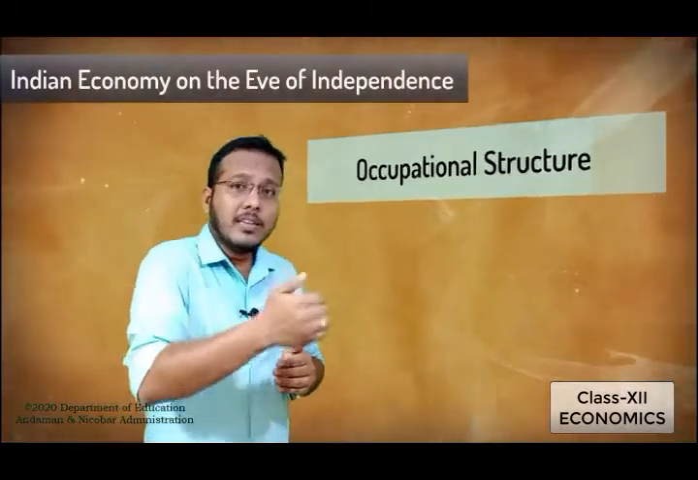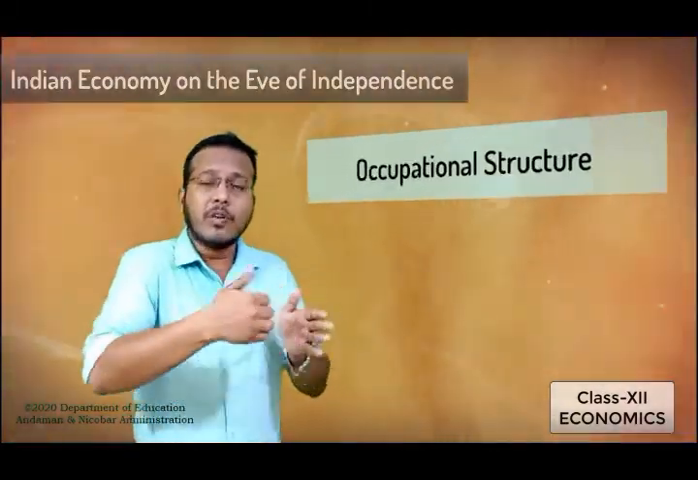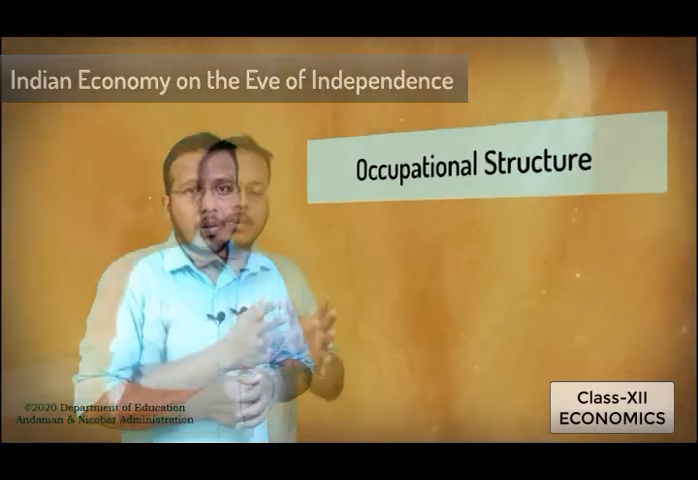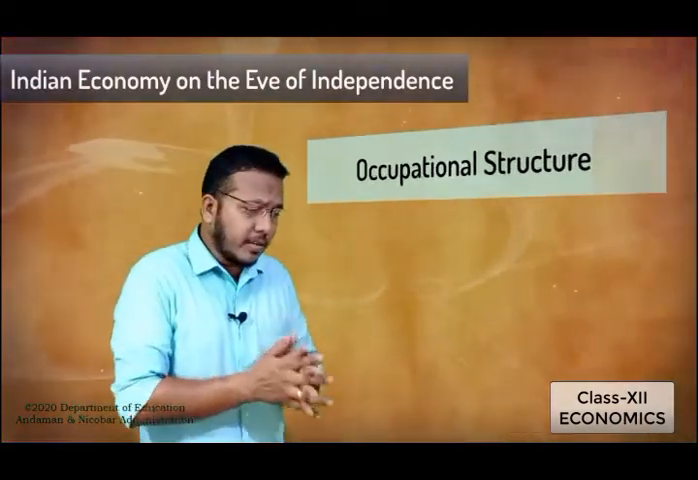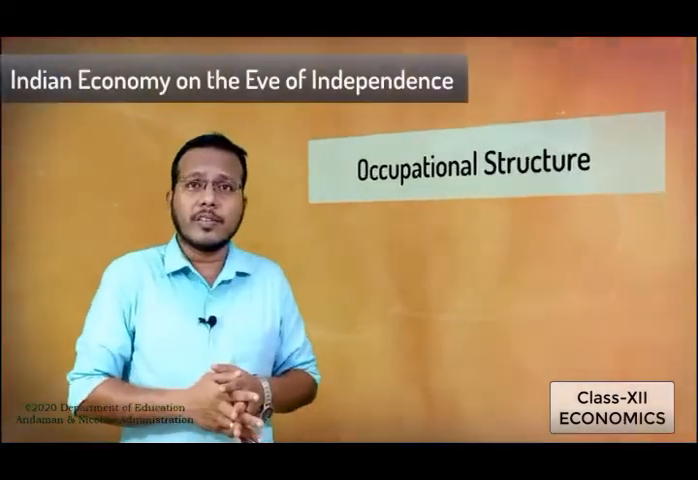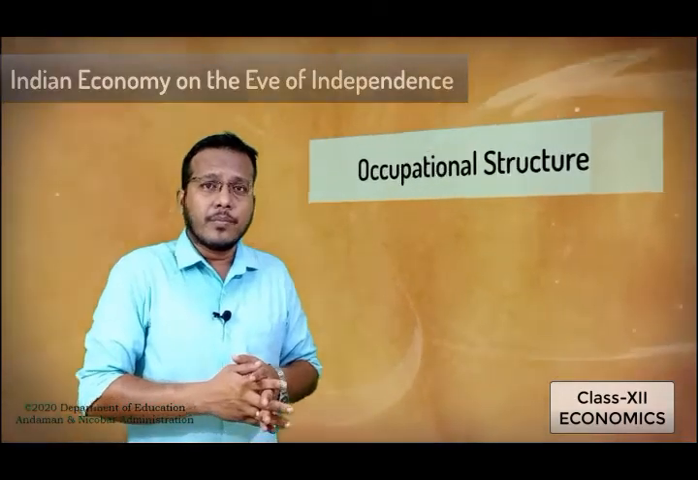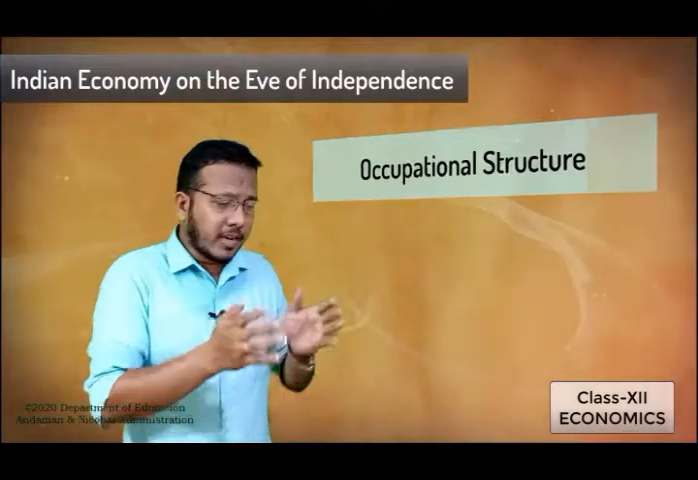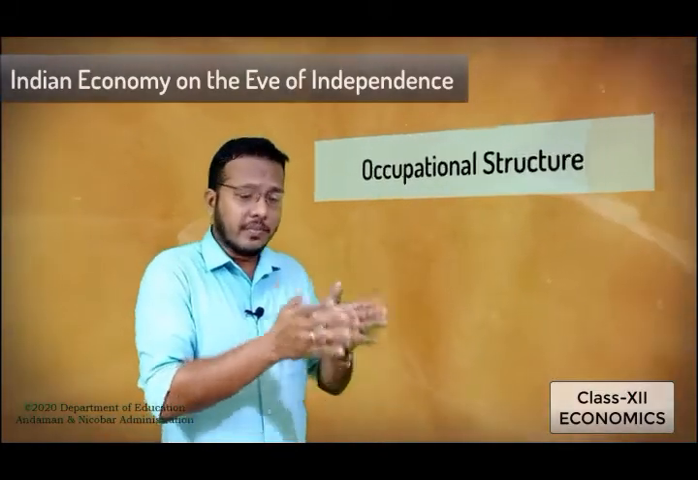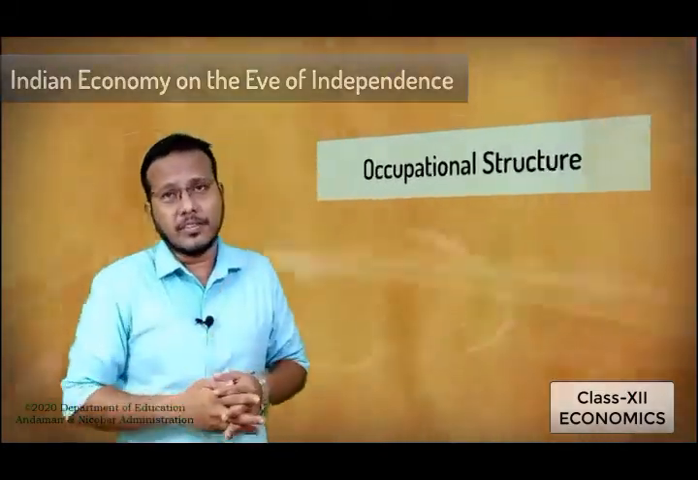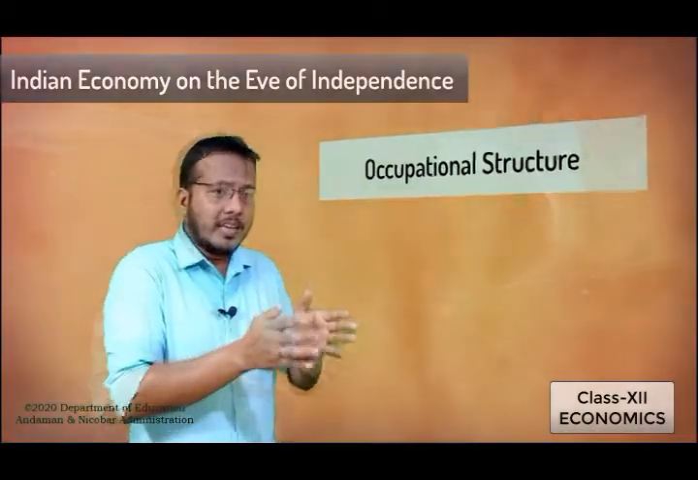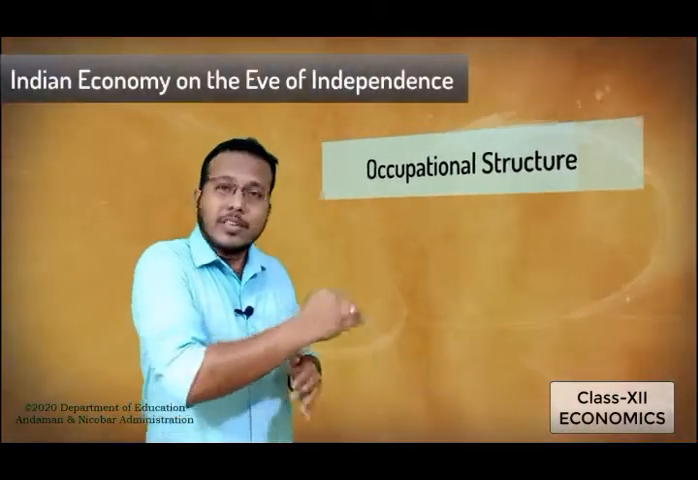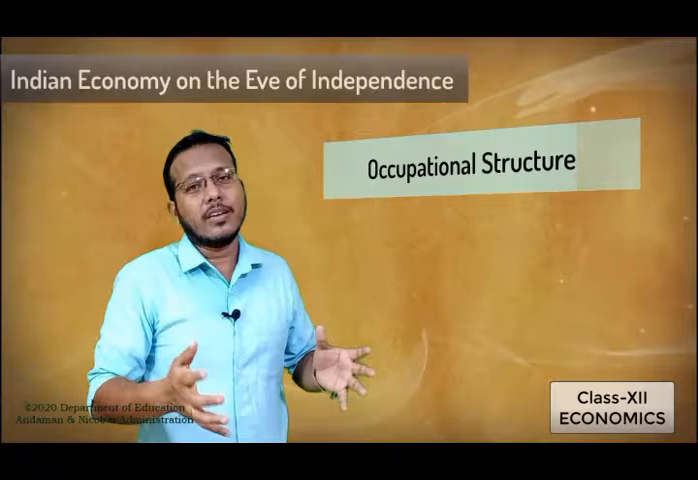That means the earning made by the people by way of economic activities. Here in the occupational structure, we will study the distribution of the total population for their earning in different sectors of the economy. That is, we start from the primary sector, secondary sector and the tertiary sector. So one by one we will see how our population is distributed among these three sectors for their earnings.